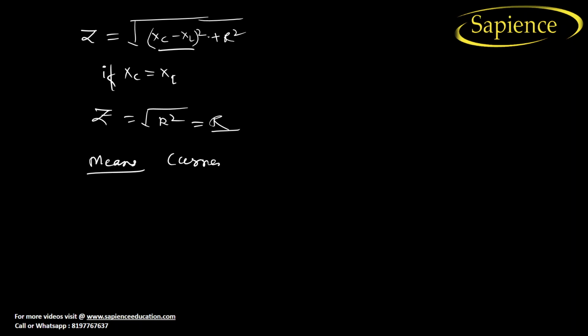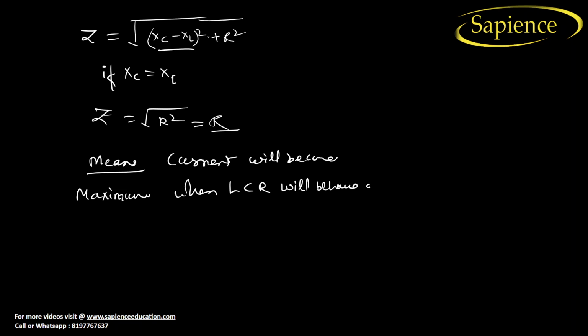It means current will become maximum when the LCR circuit behaves as a pure resistive circuit, because there is no Xc and XL. So I hope you have understood this resonating condition.